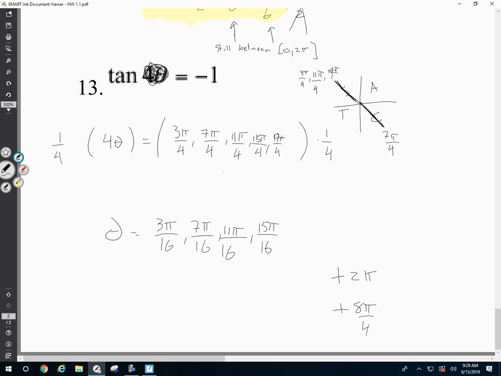I'm going around the circle a third time. Divide by 4, this new angle is still between 0 and 2 pi. If I go 15 pi over 4, add another 8 pi over 4, that's 23 pi over 4. Divide by 4, multiply by 1/4, that's 23 pi over 16.